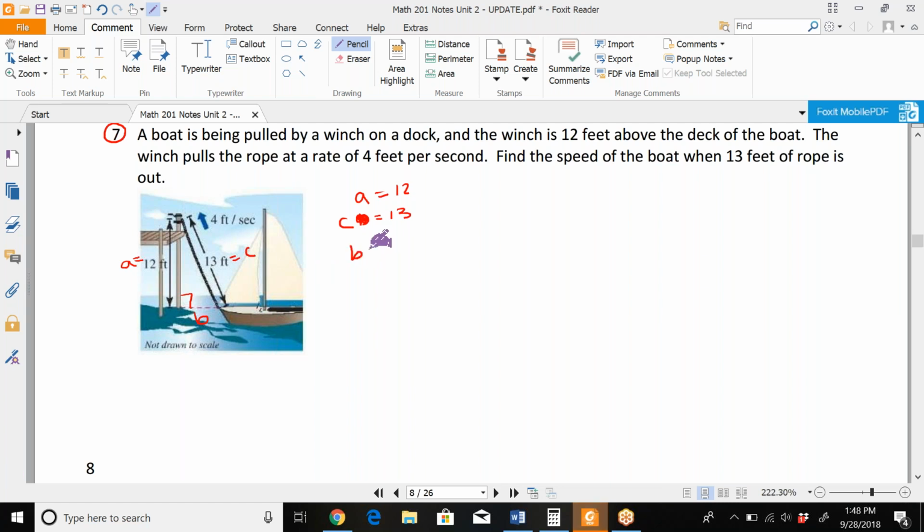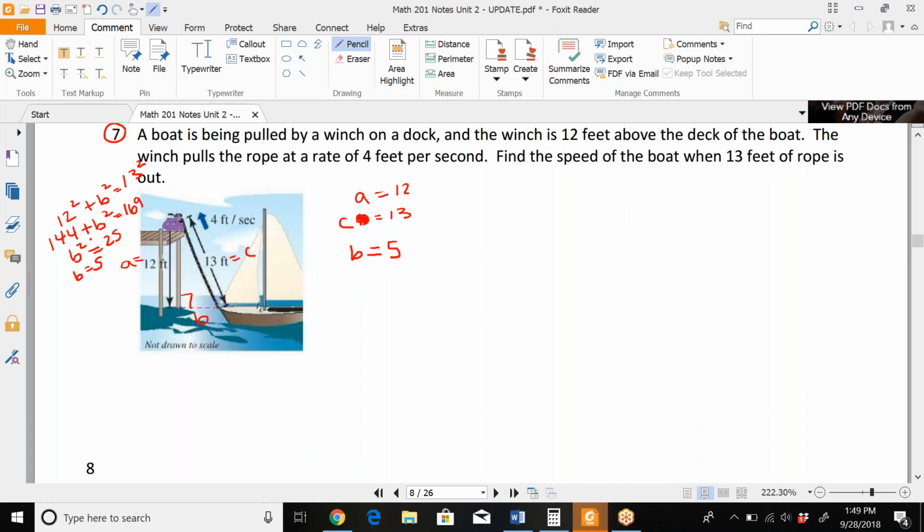So we're going to have to use the Pythagorean theorem to figure out B. So remember, A squared plus B squared equals C squared. So 12 squared plus B squared equals 13 squared. That is 144 plus B squared equals 169. You subtract and you get 25. So B squared equals 25, which means B equals 5. So we know our three sides of our triangle now.